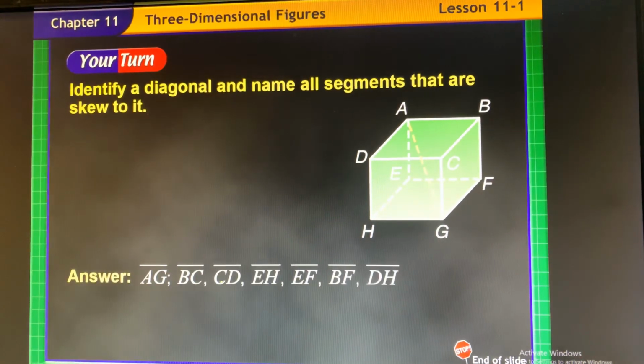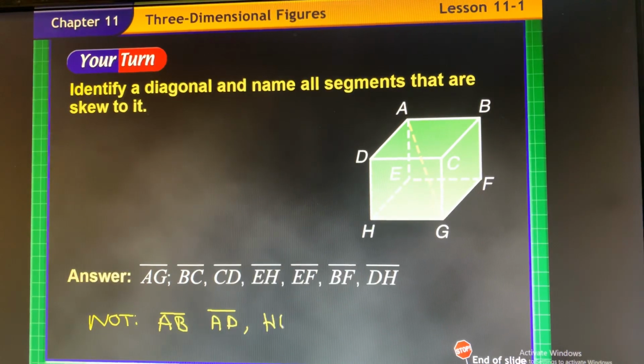So here are the answers of what is skew. I would also like to put what is not skew so you have an idea. So AB is not skew because it's intersecting. AD is not skew because it's intersecting with A.